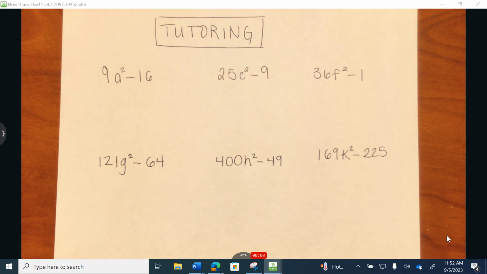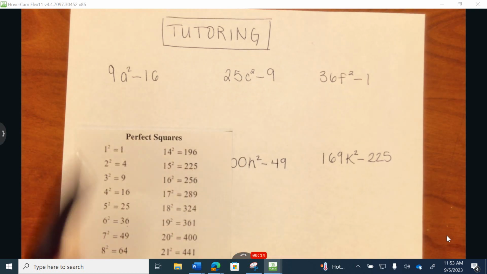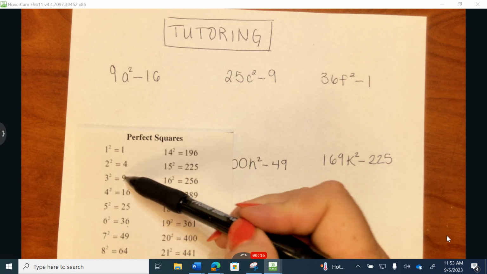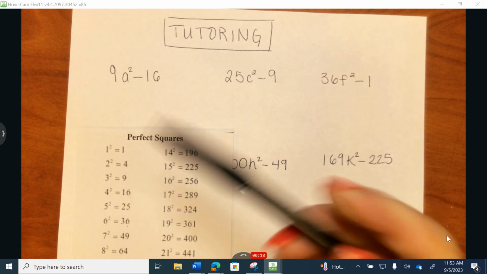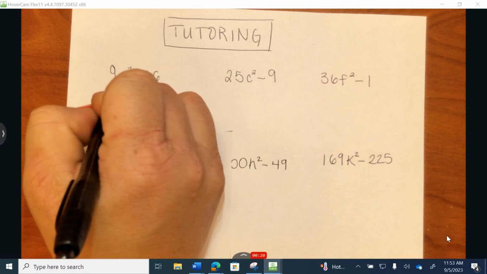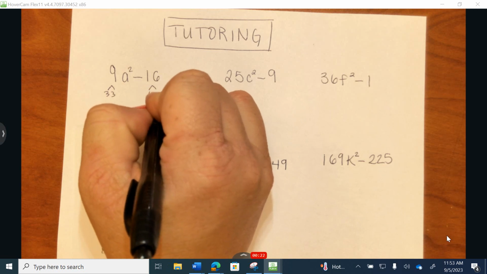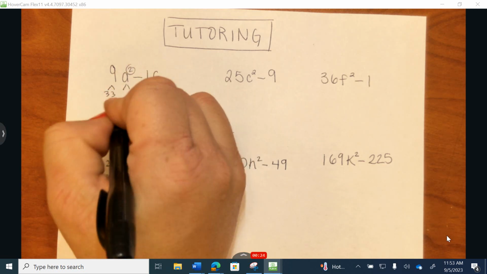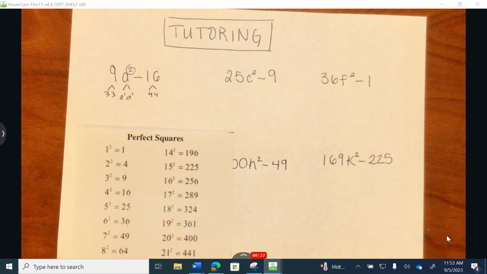In this tutoring video, I'm going to go over problems similar to what you saw in the Factoring Expressions 1. So we're going to look at problems that have difference of squares. The very first thing I'm going to do is locate 9 and 16. We can see 9 and 16 are in fact perfect squares. This breaks into 3 and 4. I'm going to divide the 2 by 2 to get 1.